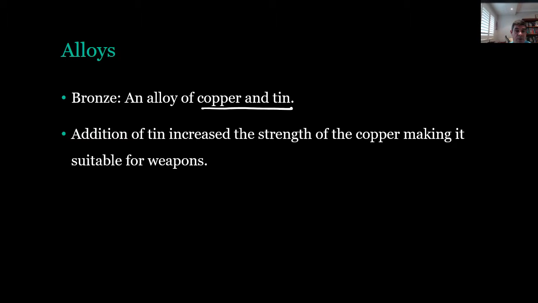The addition of the tin to the copper increased the strength, and this was the start of weaponry, as we started to realize that if we could strengthen these particular types of fairly soft metals, then we could actually improve the range of uses that we made of them.